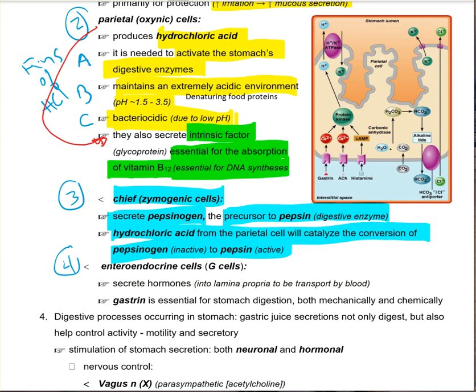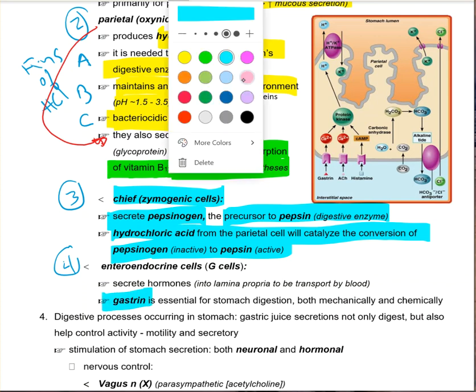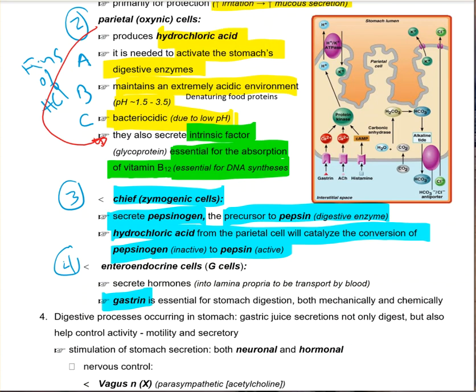The fourth one are the enteroendocrine cells, or G cells. And they're called G cells because they secrete a hormone, specifically gastrin. Let's do a different color. So we've been doing different colors here. So the G cells, or enteroendocrine cells, secrete gastrin. And gastrin we're going to talk about more. It's essential for stomach digestion, both mechanically and chemically. It makes the stomach mechanically more active and chemically more active. We will talk about that later, not in this lecture, but in our next lecture. Okay.